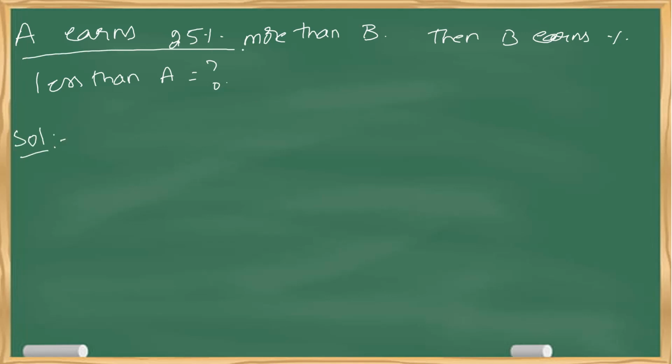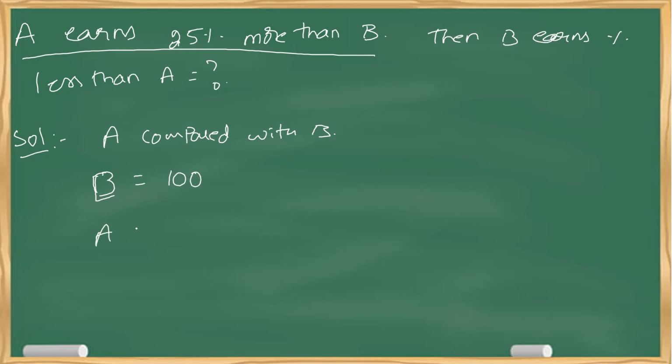In the first statement, who is compared with whom? A is compared with B. So B should always be taken as 100, whatever, 100 rupees or something. Then A becomes how much? What is 25 percentage more than this? 25 percentage is 25 only. Why? Because in 100 percentage and number carry the same value. So now A becomes 125. Clear? This is the first statement concept.